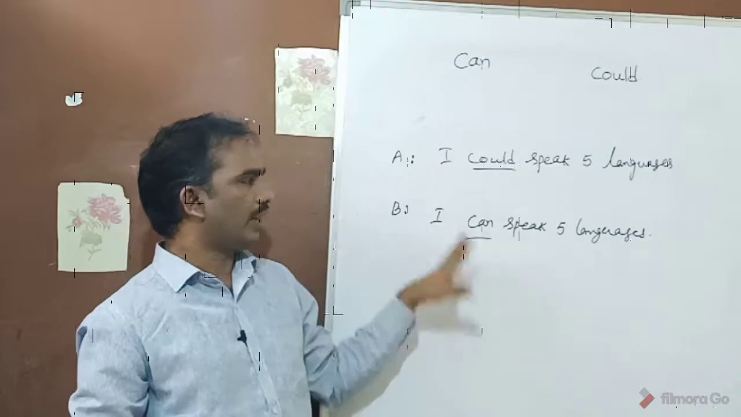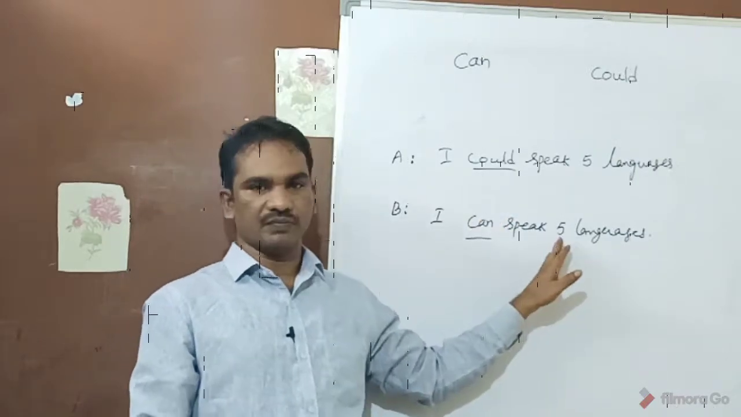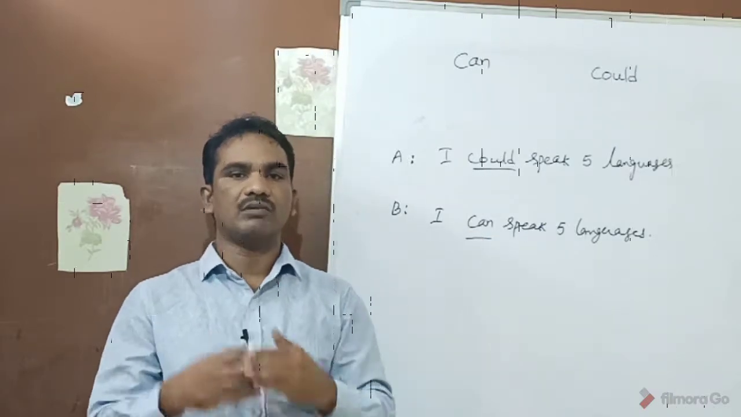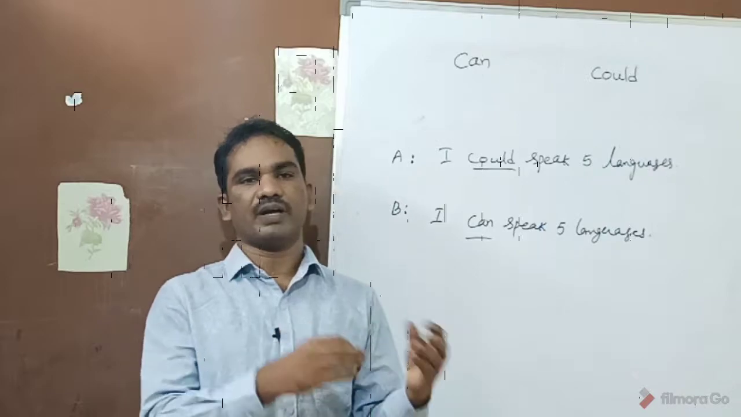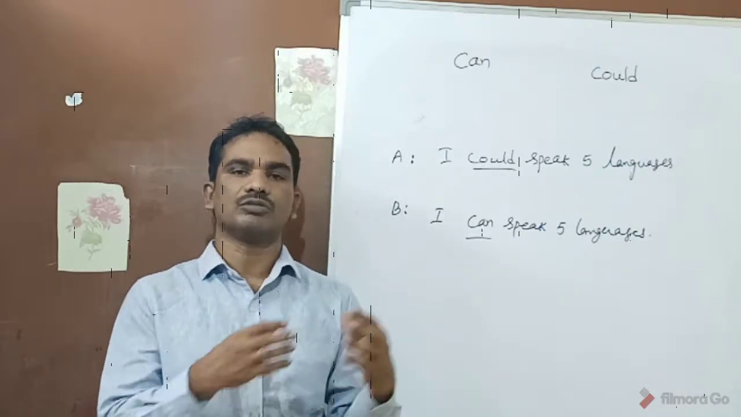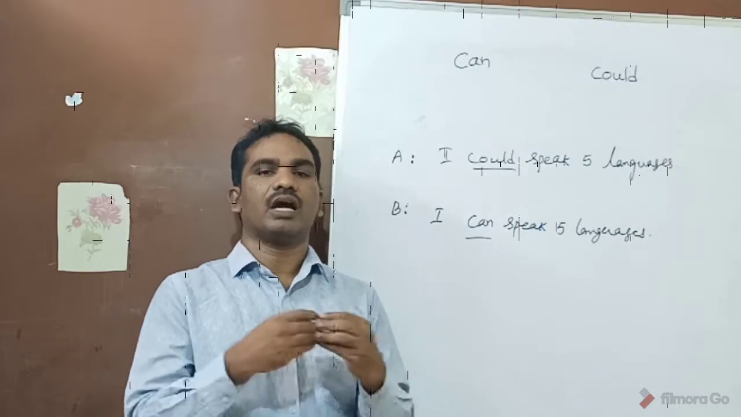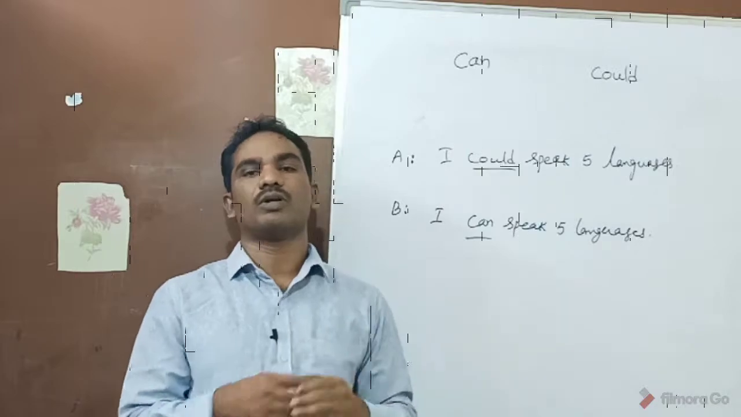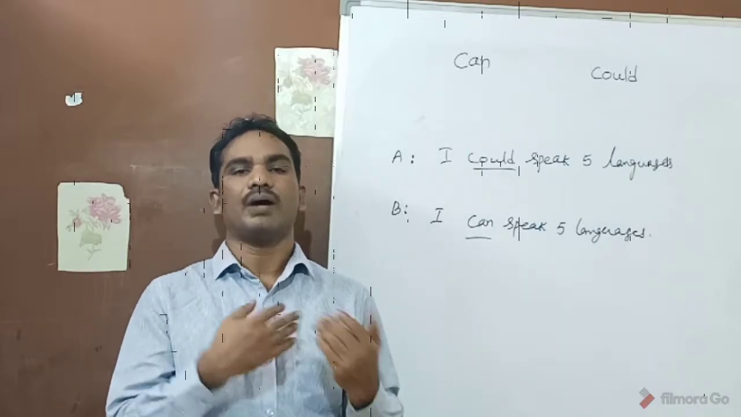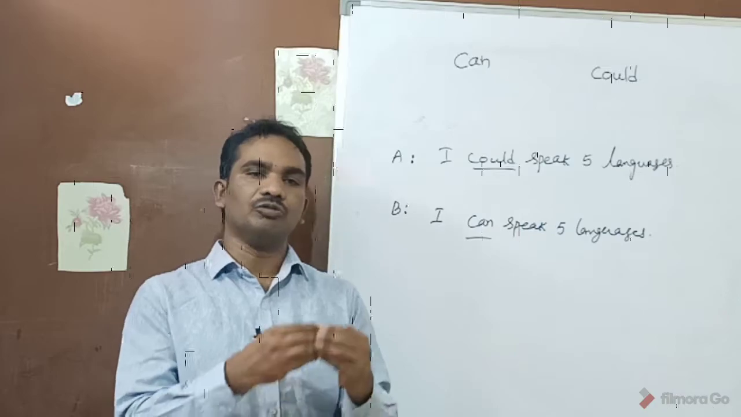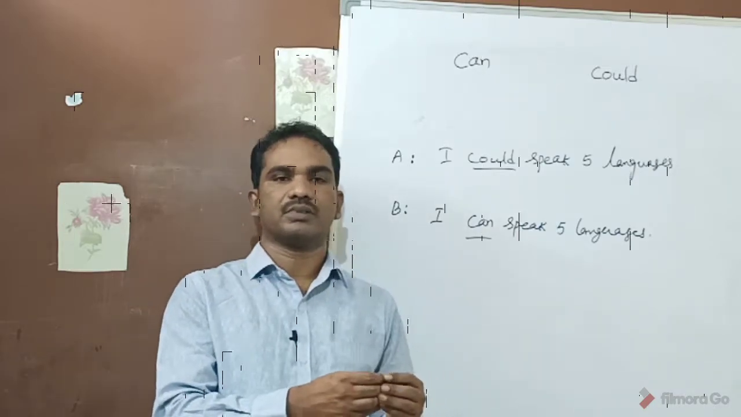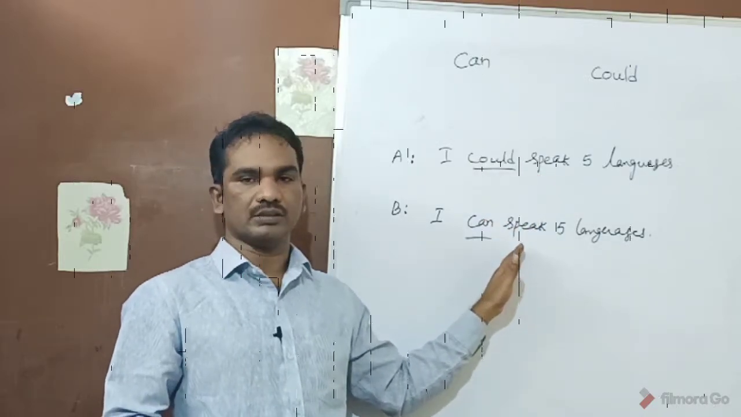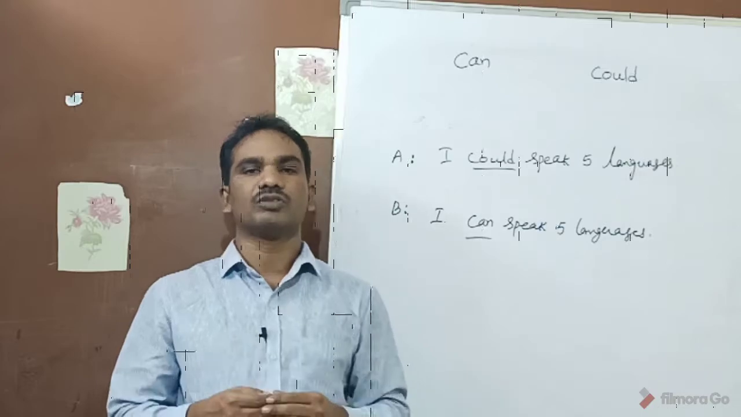So here, the right answer is I can speak five languages. I can speak five languages means now I have the ability to speak five languages, or I know how to speak. I know the five languages and I speak. Right? So I could speak is talking about past time. Past tense. The ability that you had in the past. So it's not the right answer. This is the right answer. So let's move to the other ways.